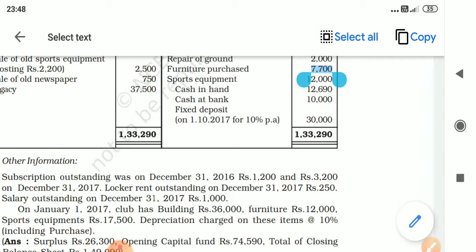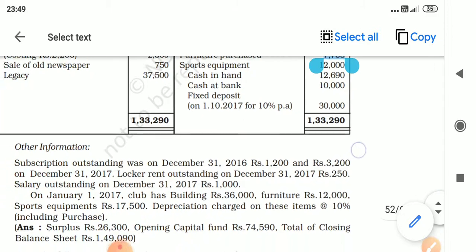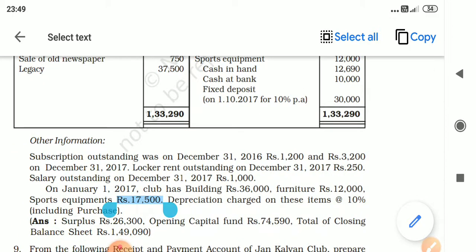Now in the closing balance sheet, you have to write furniture in the inner column 12,000 plus purchases 7,700, total 19,700, minus depreciation 1,970. The balancing figure will appear in the outer column of the balance sheet. I am talking about the closing balance sheet, that is, the current year's balance sheet. So furniture is over. Next we have sports equipment 17,500.